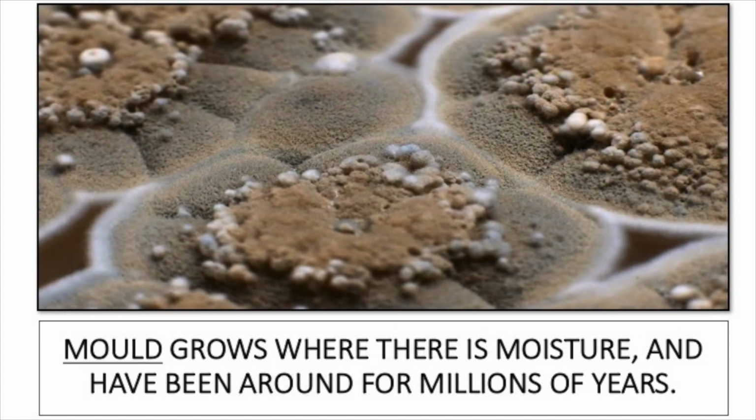The second type of fungi, mold. Yes, mold grows where there is moisture and has been around for millions of years. Yes, mold is a type of fungi. Anywhere that's cold and damp, you will see mold begin to grow. It's very small to begin with, but then it can grow to be quite big. And it's an example of fungi, and it's an other living thing.